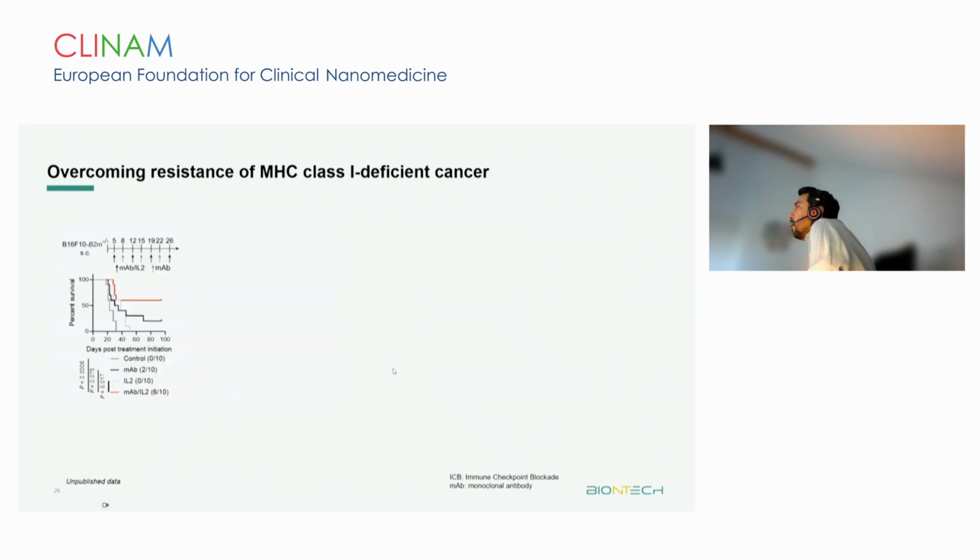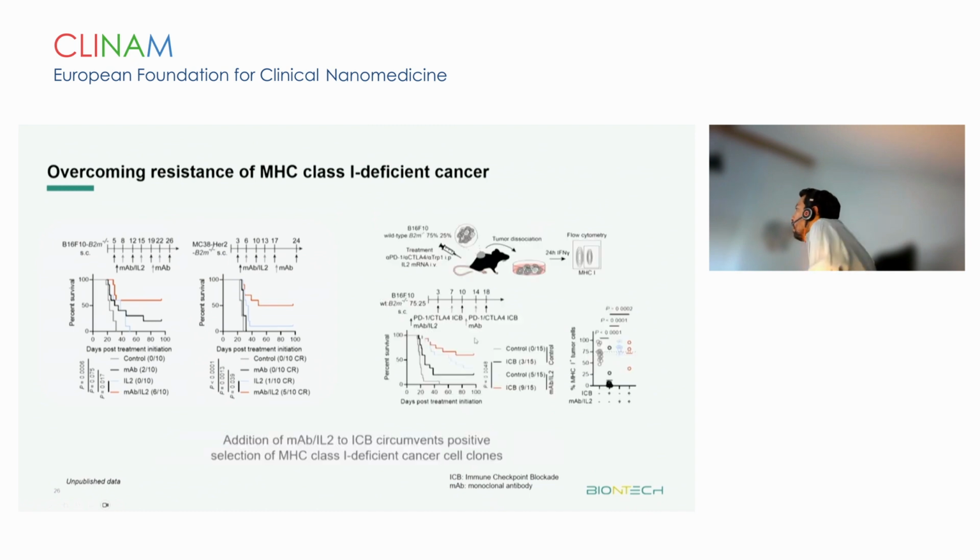When we combine these, you can nicely see that the combination works very nicely in beta-2M knockout mice in 2 different models, B16 and MC38, using antigens against them. And also interestingly, addition of these 2 to the immune checkpoint blocker circumvents positive selection of MHC class 1 deficient cancer cell clones. That means that the MHC class 1 deficient cancer cells are also killed when we add these to the checkpoint inhibitor therapy.